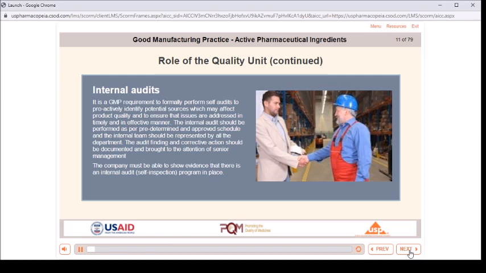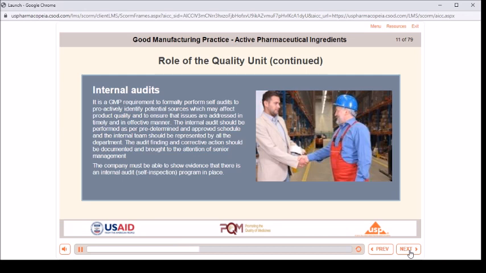Role of the quality unit, continued. Internal audits. It is a GMP requirement to formally perform self-audits to proactively identify potential sources which may affect product quality and to ensure that issues are addressed in a timely and effective manner.